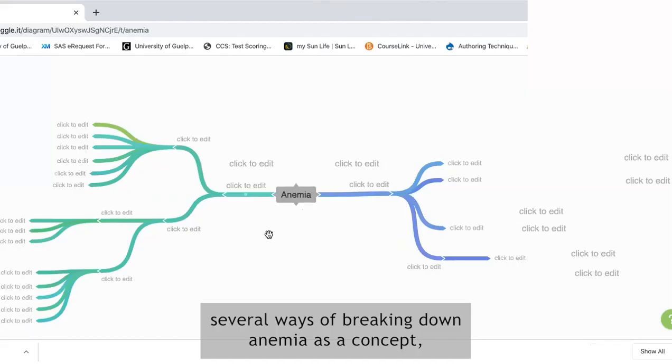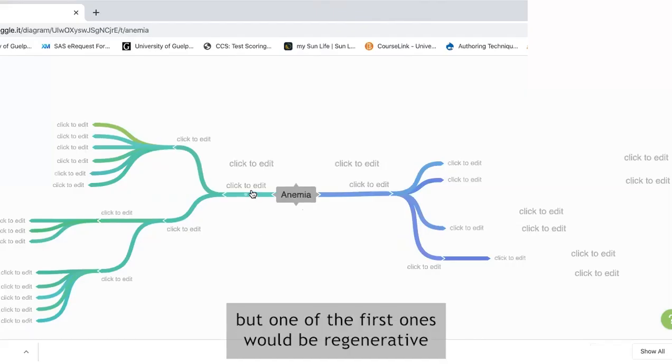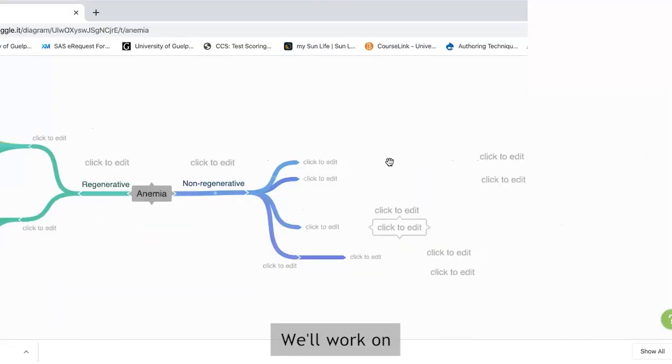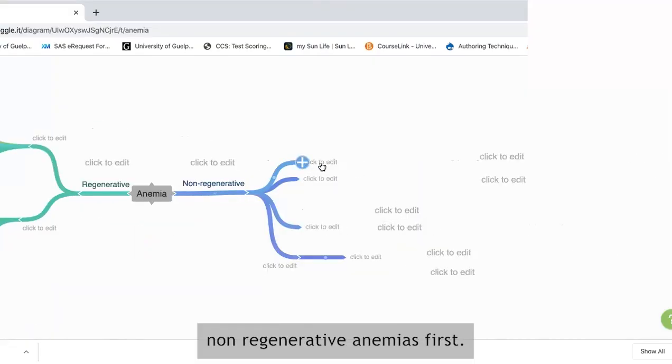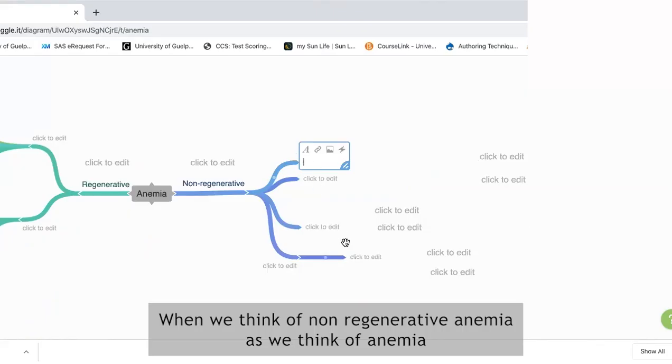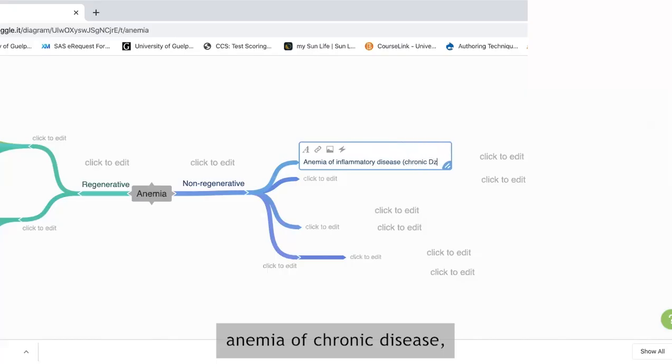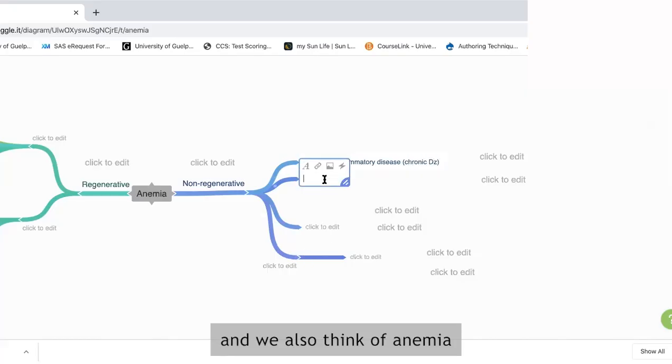And there's several ways of breaking down anemia as a concept, but one of the first ones would be regenerative versus non-regenerative. We'll work on non-regenerative anemias first. When we think of non-regenerative anemias, we think of anemia of inflammatory disease, which used to be called anemia of chronic disease. And we also think of anemia associated with kidney failure or chronic kidney disease.